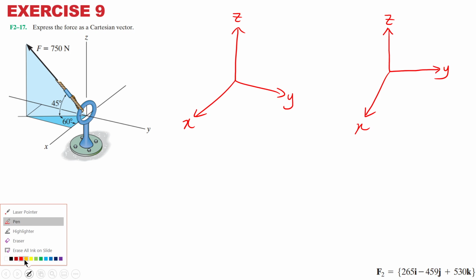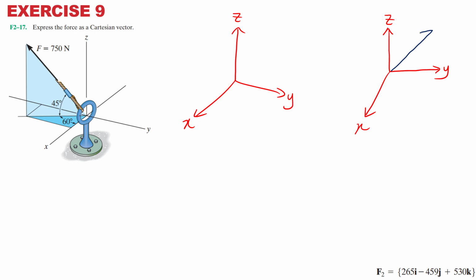So far we have been defining forces coming out from, for example, an origin here. We label their angles. So this one is the force to the x-axis. This one is alpha. This one would be beta, and this one would be gamma, obviously.